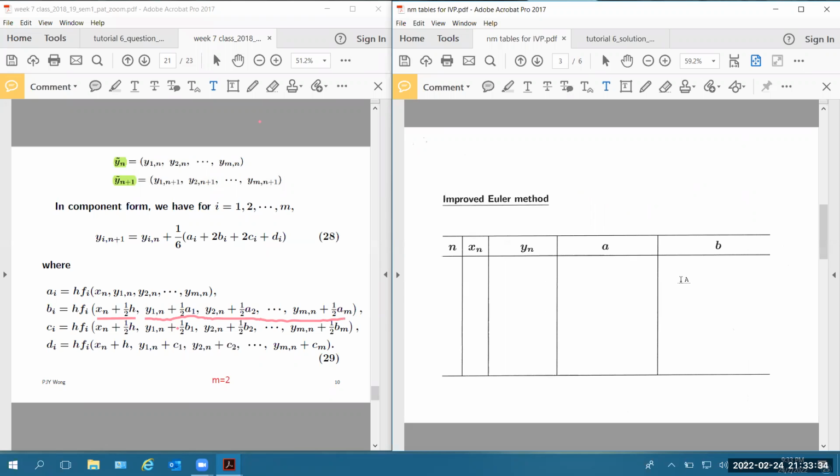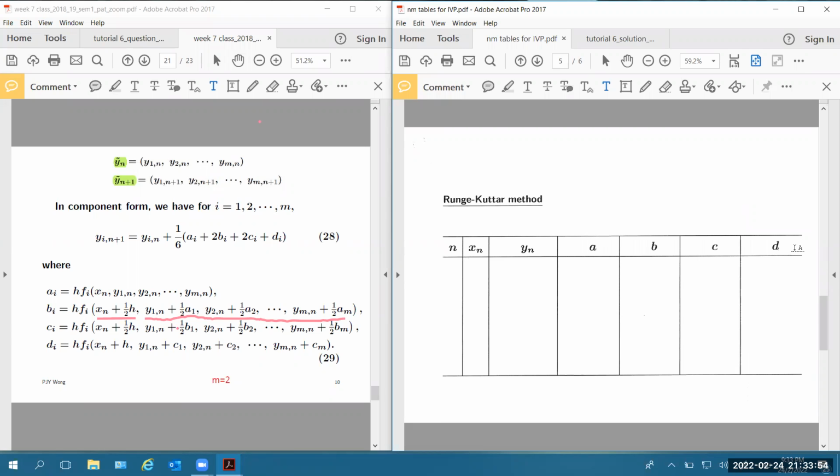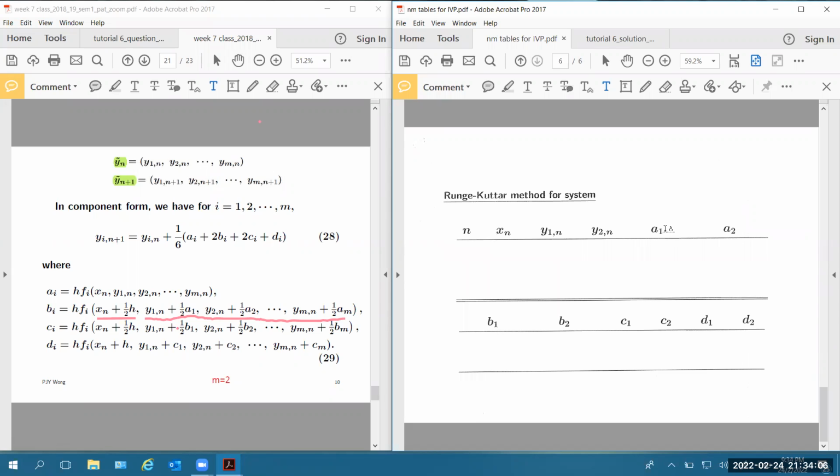Then this is the improved Euler method, and I think you can imagine, right? Now your y becomes y1n, y2n, right? Then what about your AB? They also have. You see, y1n, y2n. Then you got A1, A2, B1, B2. Right? And you got the Runge-Kutta method. I think you can imagine very well. Your y has y1, y2. Then your A, B, C, D, each of them also has A1, A2, B1, B2, and so on. So you can imagine, this is our table.